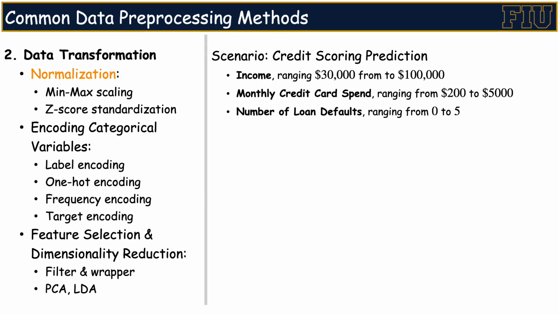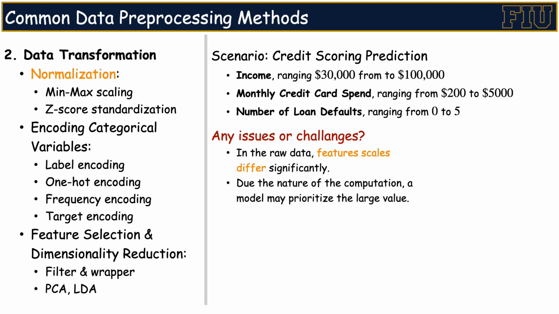Before we dive into the definition of data normalization, let's look at a motivating example. In this example, we're predicting credit scores based on three features. Based on the descriptions of these features, we know that income ranges from $30,000 to $100,000, monthly credit card spending ranges from $200 to $5,000, and the number of loans ranges from 0 to 5. Based on these feature descriptions, do you notice any issues? Take a moment to think about it and see what insights you might come up with.